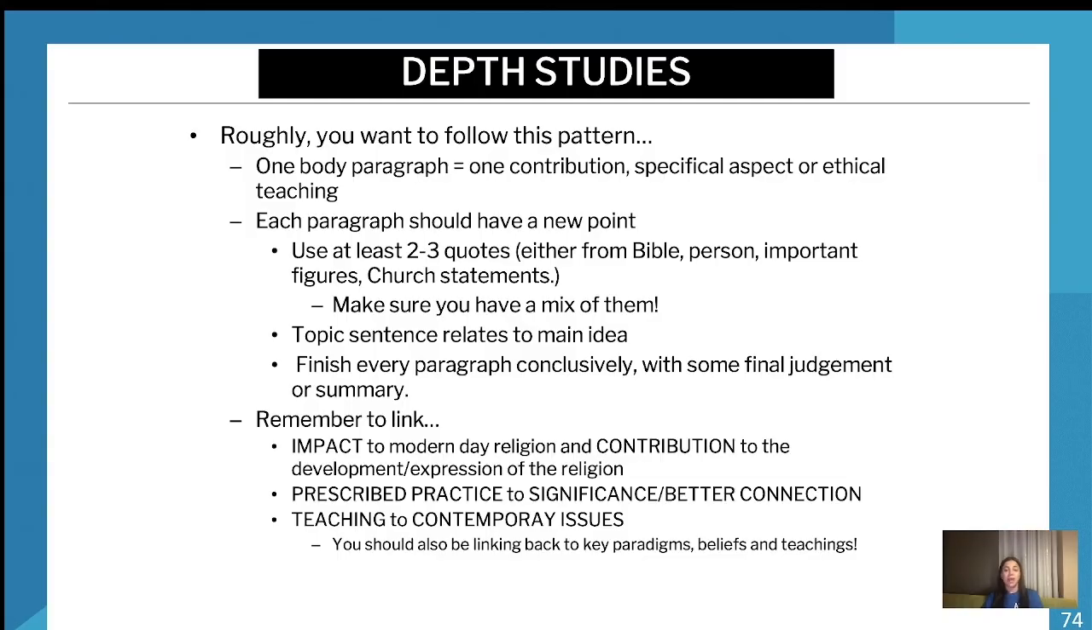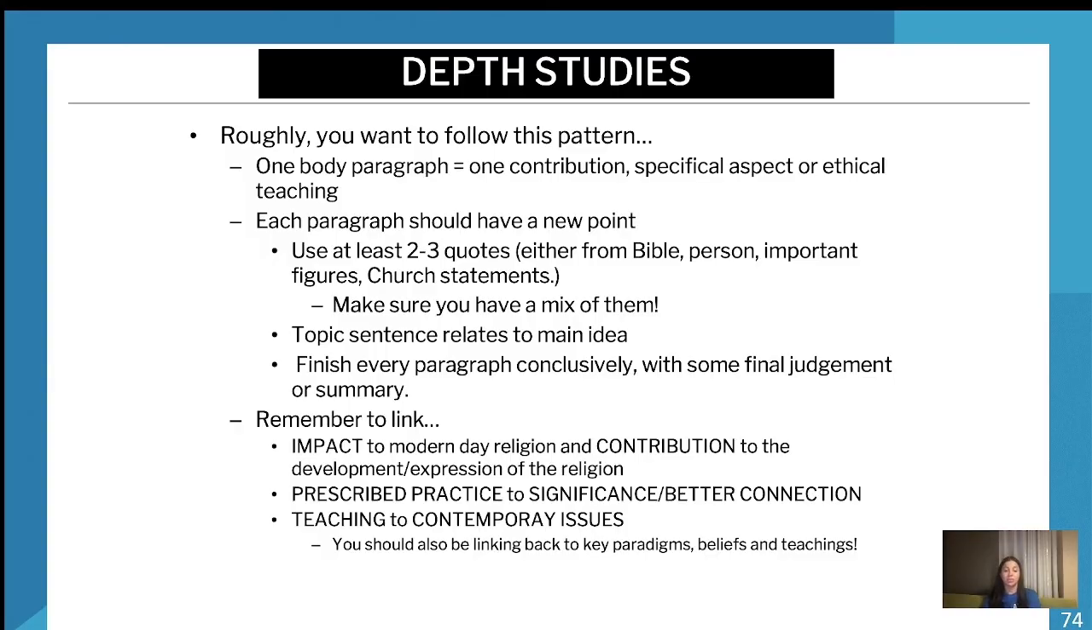Each paragraph should have a new point, and you should be using at least two quotes from your sacred text. If you're doing Christianity, it's the Bible or a church statement, for example, just mixing it up. You don't have to use the Bible every single time. You can use quotes from important figures. The topic sentence does have to relate to a main idea, and you want to finish every paragraph pretty conclusively, with some final judgment or summary.